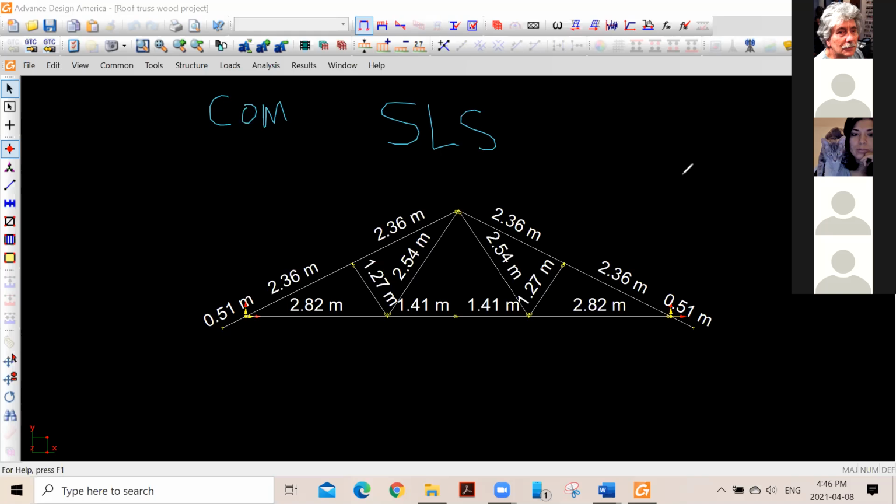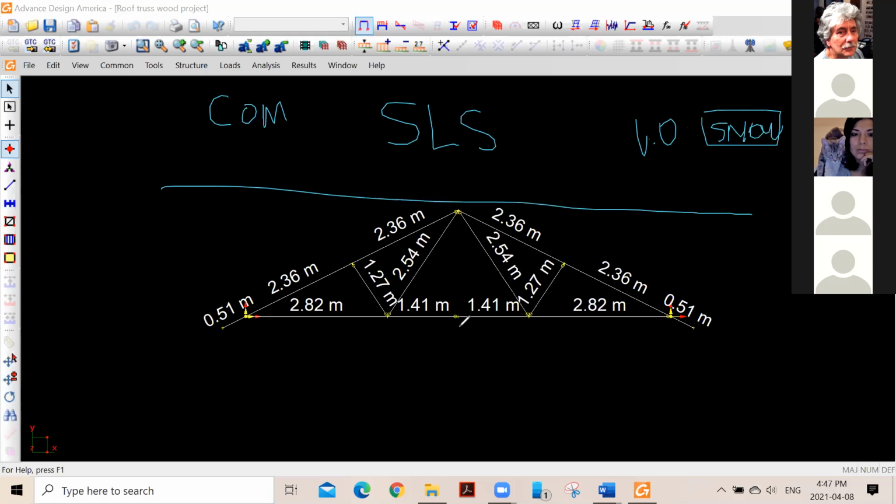And then when you go to your load factors, when you pick your loads, you only pick your snow load here. Just take the snow load all by itself and use a factor of 1.0. That's what serviceability is. You don't factor your loads. And then you run the analysis, and you look at ADA to see the deflection under that snow load. And that's all. And if it's less than L over 360, then you're okay.